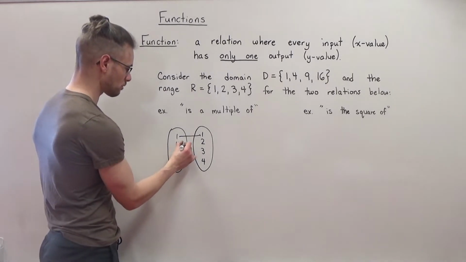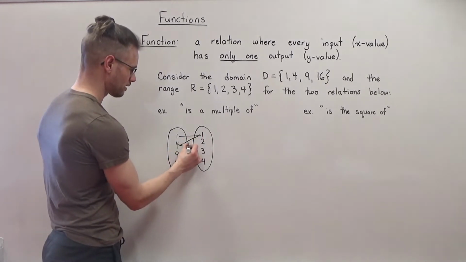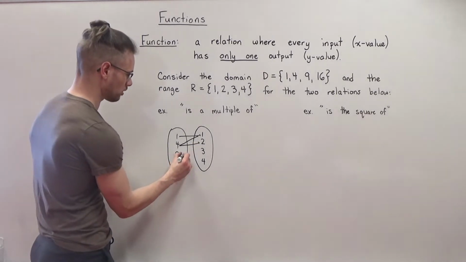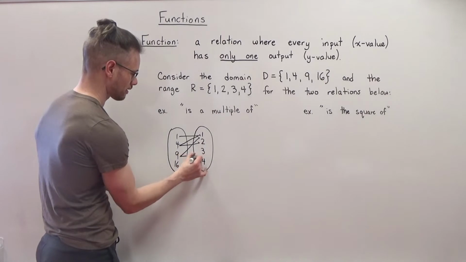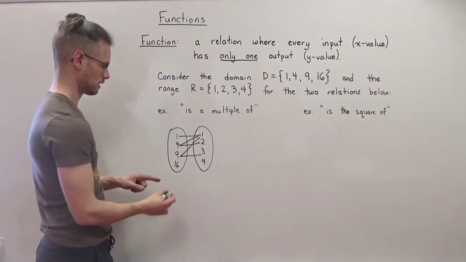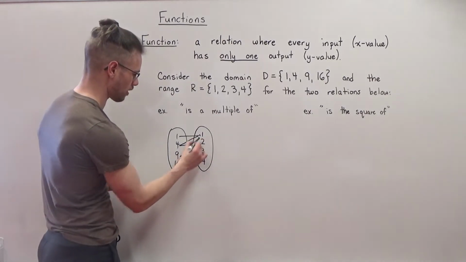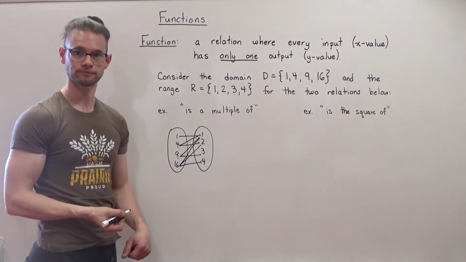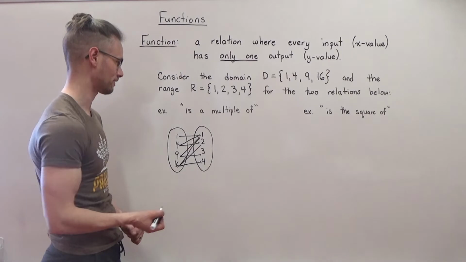4 is a multiple of 1 and 2. 9 is a multiple of 1 and 3. And 16 is a multiple of 1, 2, and 4. Okay, so there's lots of arrows going on there.